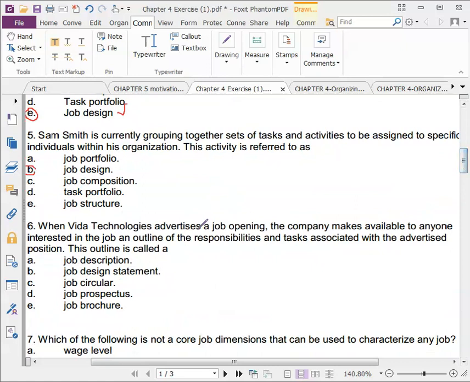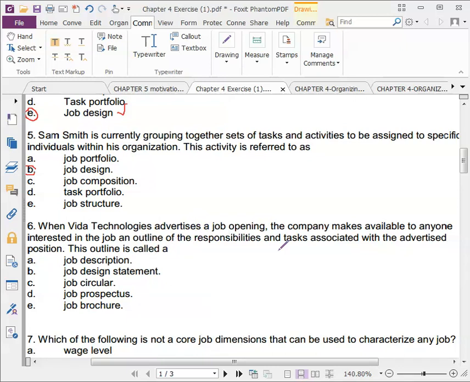When Vida Technologies advertises a job opening, the company makes available to anyone interested an outline of responsibilities and tasks associated with the advertised position. This outline is called a what? Job description, job design statement, job circular, job prospectus, or job brochure? Which one is stated in the advertisement of a job that outlines the responsibilities and tasks associated?